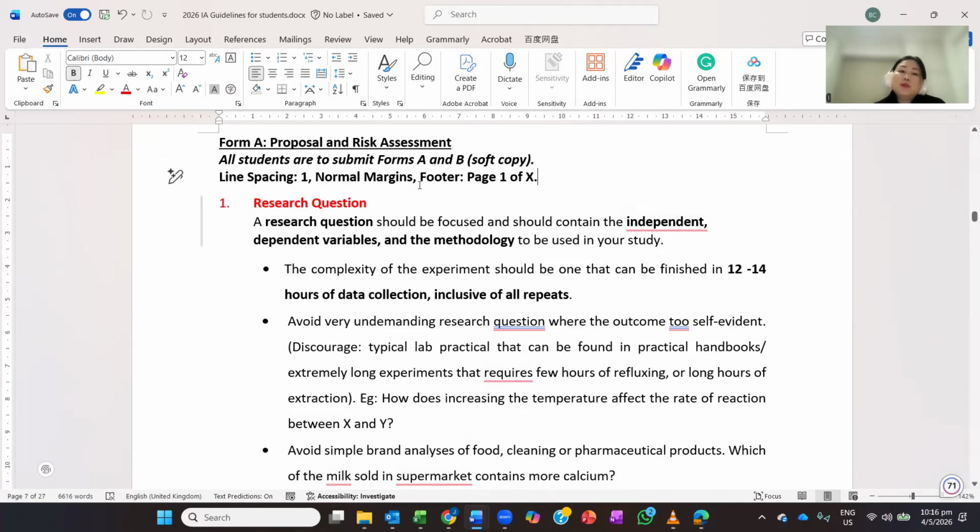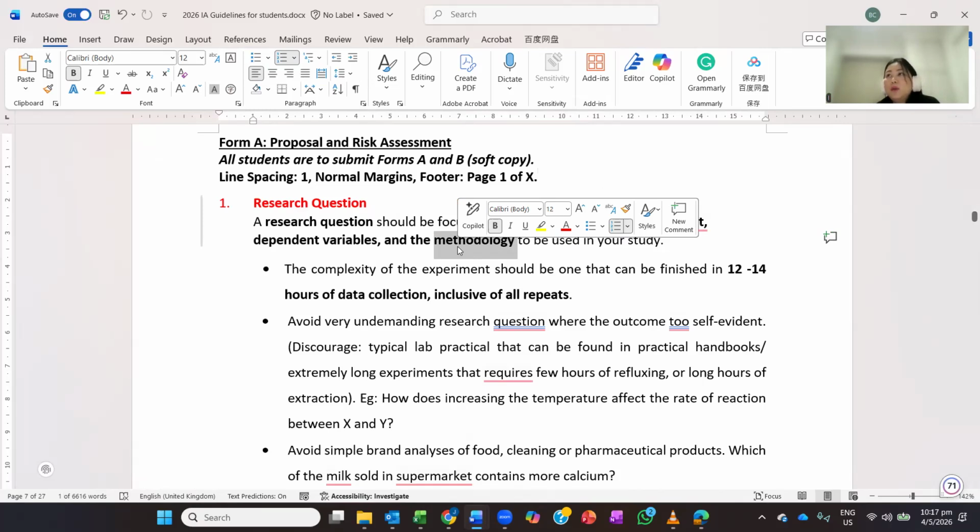Dependent variable is what you measure. So let's say you measure the amount of vitamin C, the amount of calcium, the amount of EDTA needed. That's your dependent variable. Method, whether you're doing titration, whether you are using spectroscopy, whether you are using calorimetry, measuring the energy change, temperature change.